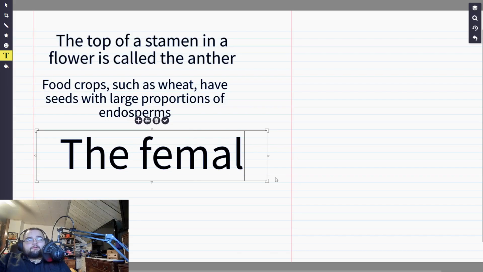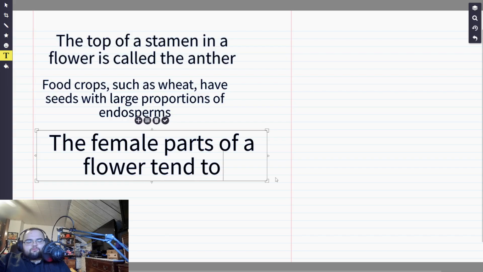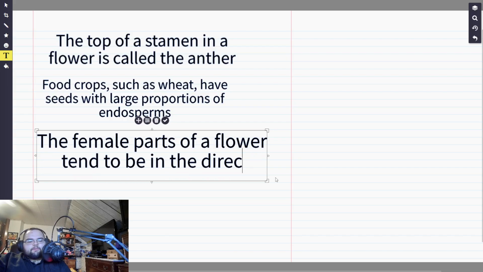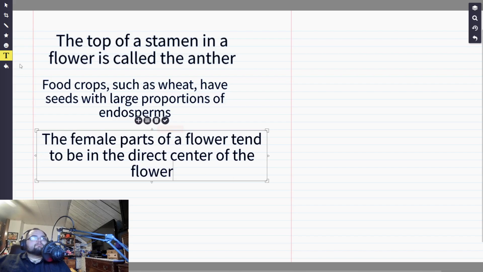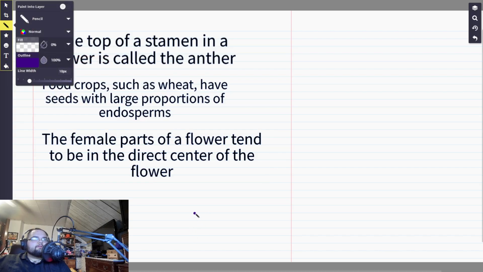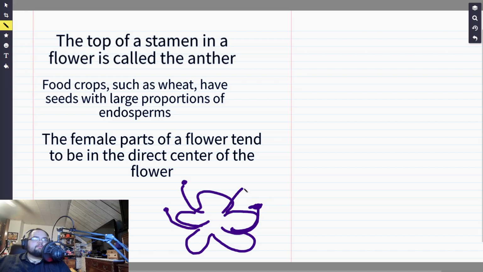The female parts of a flower tend to be in the direct center of the flower, right? So if I draw out a little flower picture, looks like one of those SpongeBob flowers, we're going to get stamen with the anther. I kind of stick out like this, almost like a hibiscus.